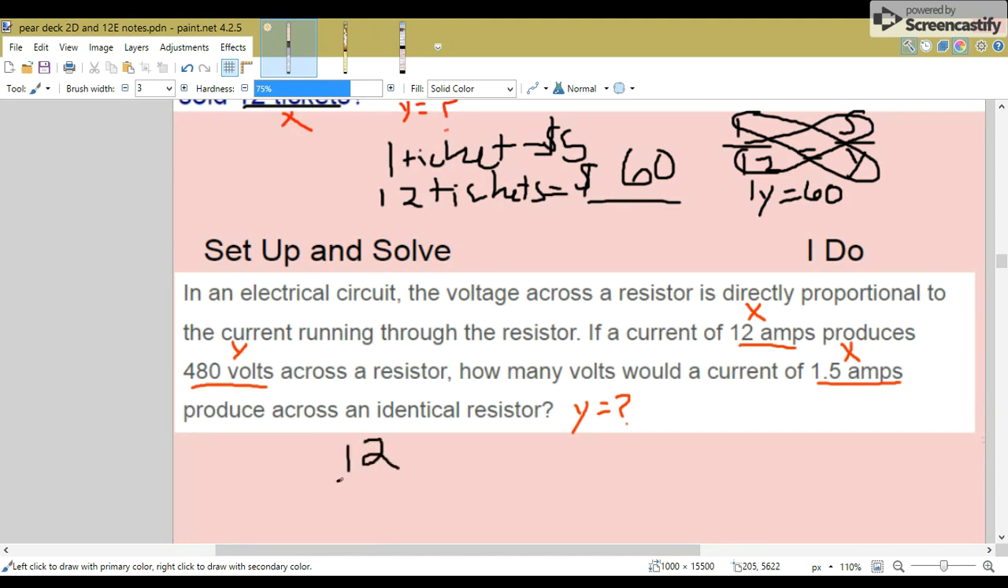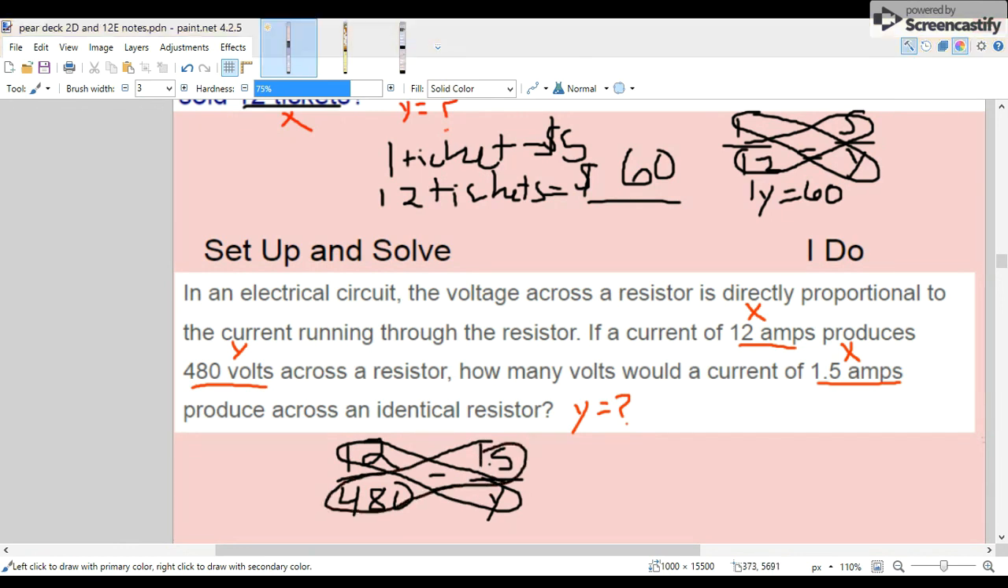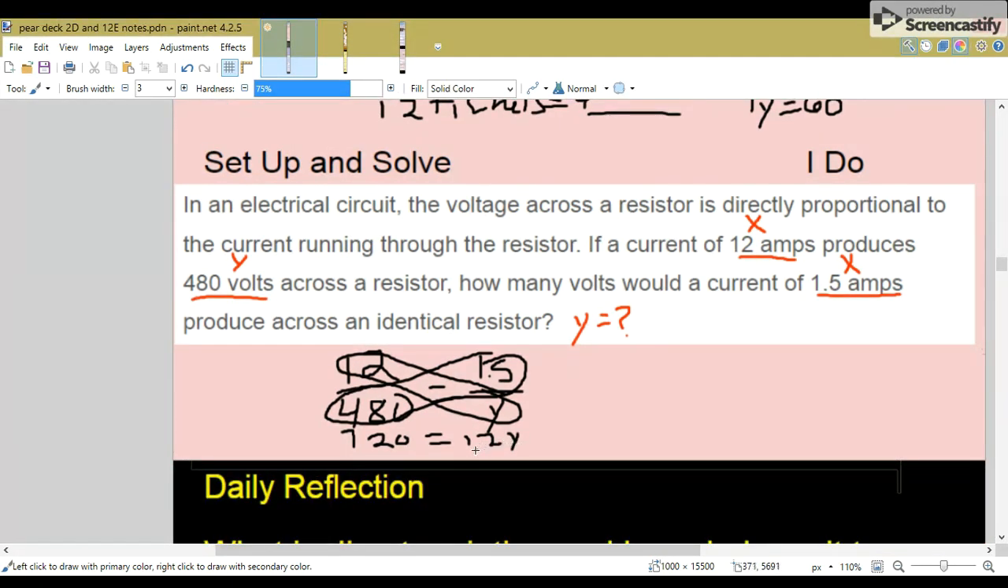We have 12 over 480 equals 1.5 over something. Let's cross multiply. So we have 720 equals 12y. Divide each term by 12. Y equals 60. 60 volts.